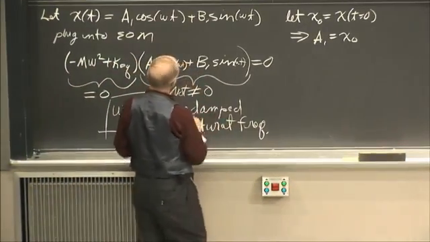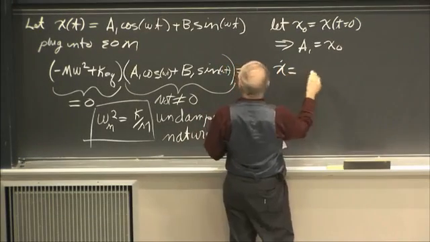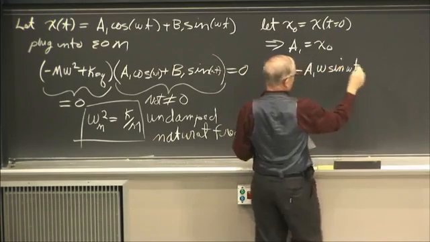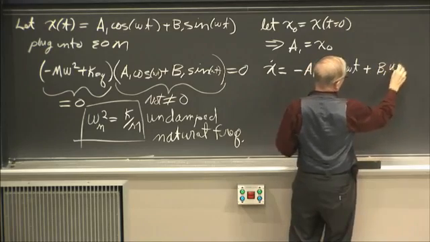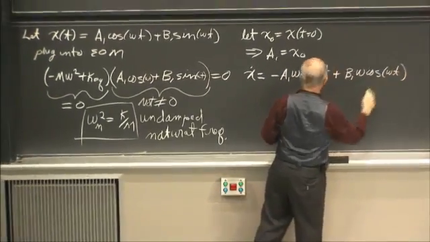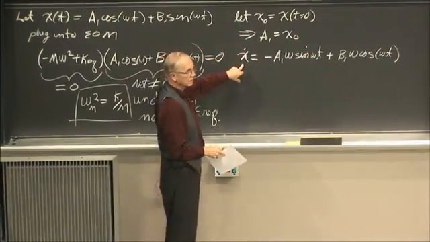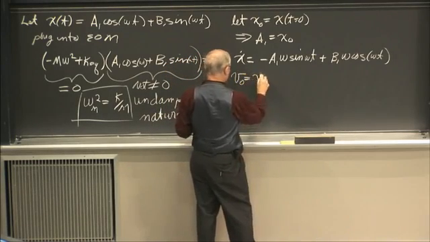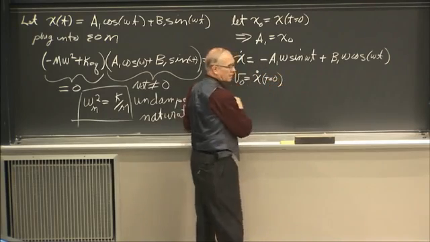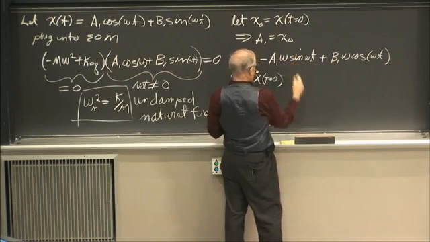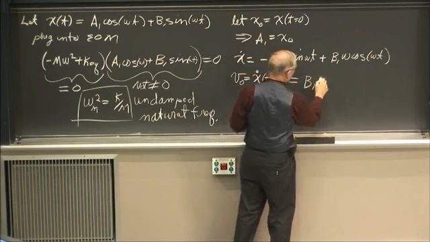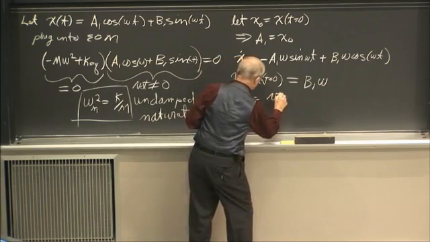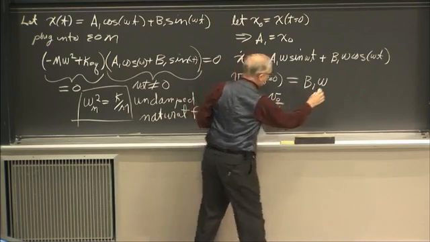And we need x dot here: minus A1 omega sine omega t plus B1 omega cosine omega t. That's the derivative of x. We know the solution's that, so its first derivative, the velocity, must look like this. And let's let v naught equal x dot at t equals 0. And we plug that in, this term goes away, and we get B1 omega, and cosine is 1. So therefore, B1 is v naught over omega, but in fact, the omega is omega n.